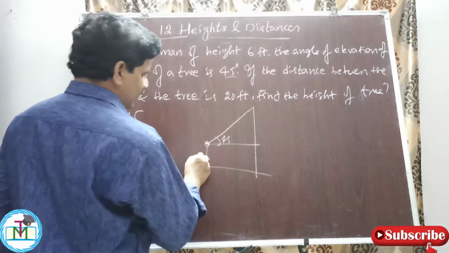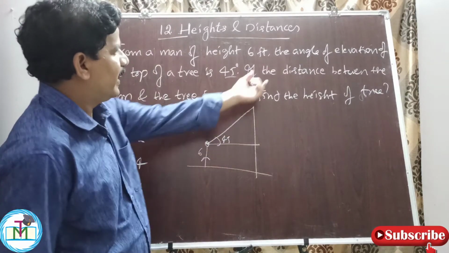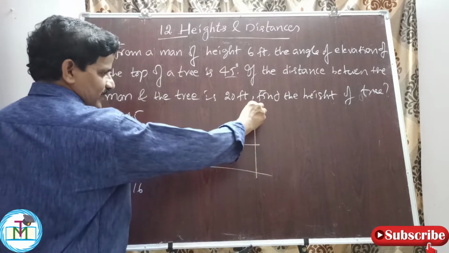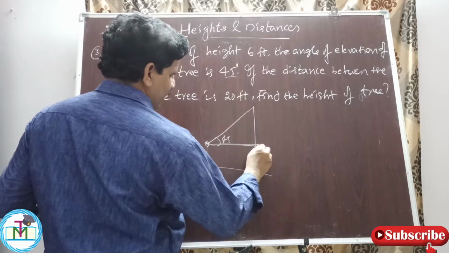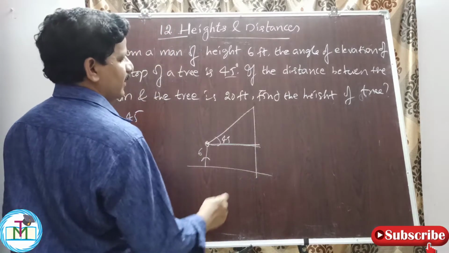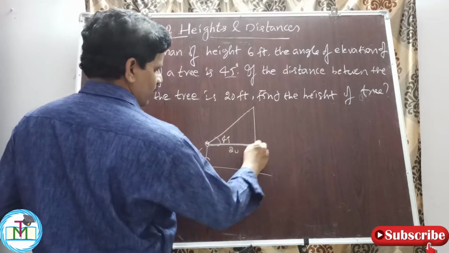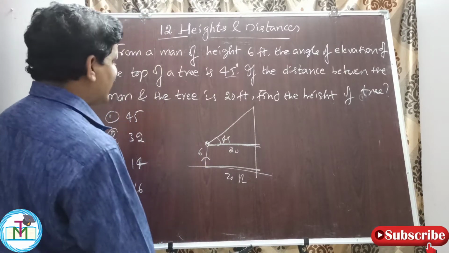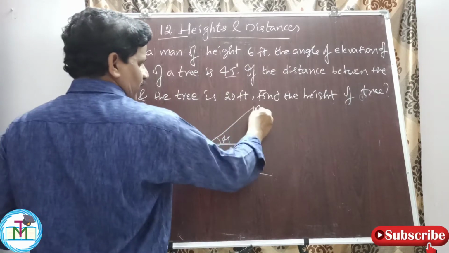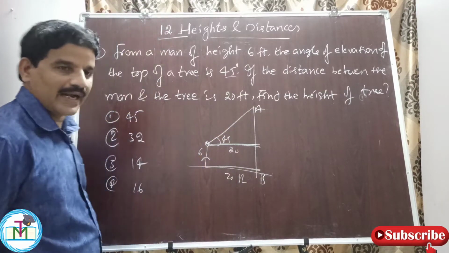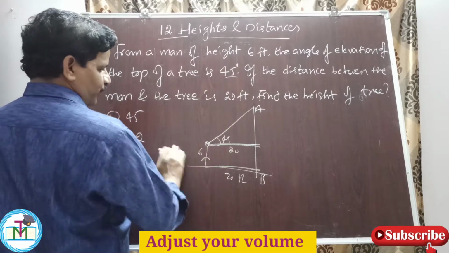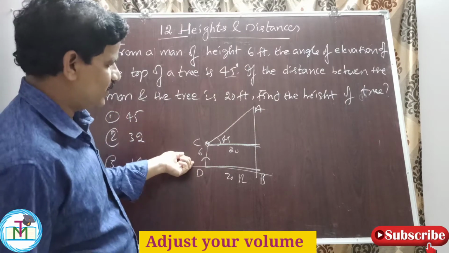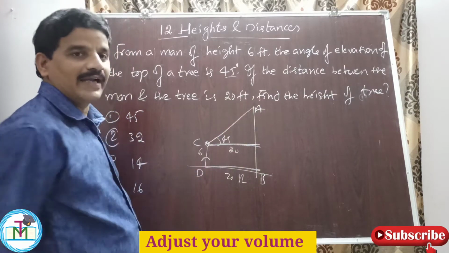So the height of the man is 6 feet. Now, the distance between the man and the tree is 20 feet. Here it is 20, this also 20 feet. What we want is the height of the tree, which means I want AB. CD is the height of the man, this is 6 feet. So here AB is the height of the tree.